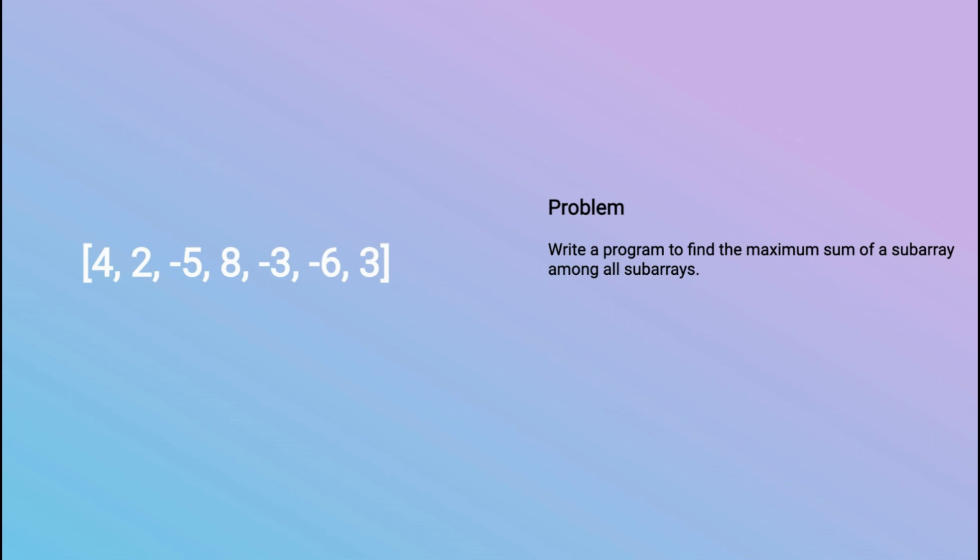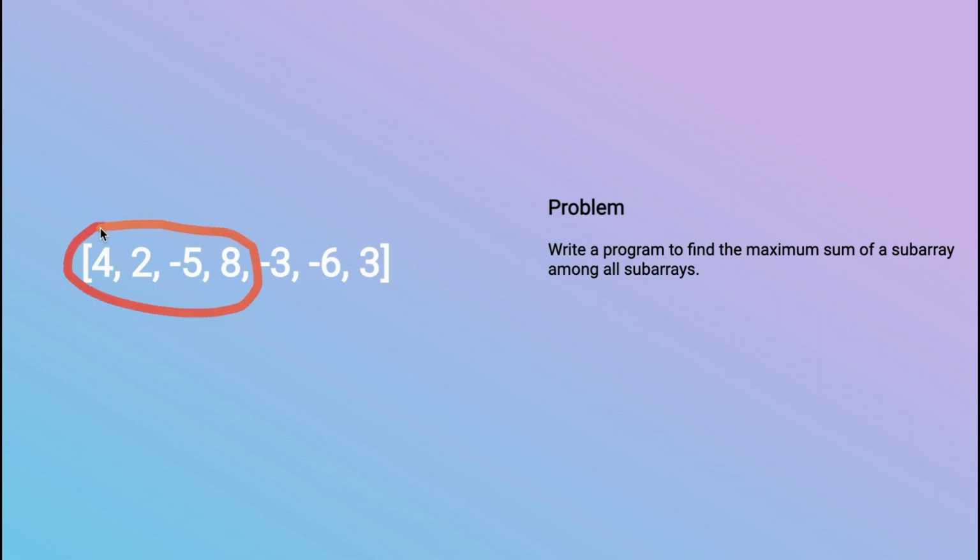Kadane's algorithm is an efficient algorithm for finding the maximum sum of a subarray in a given array of numbers. This algorithm is especially useful when working with arrays of numbers, where you need to find the subarray with the maximum sum. For example, imagine that we have an array of integers. The array might consist of negative and non-negative elements. So the problem is to write a program to find the maximum sum of a subarray among all subarrays.